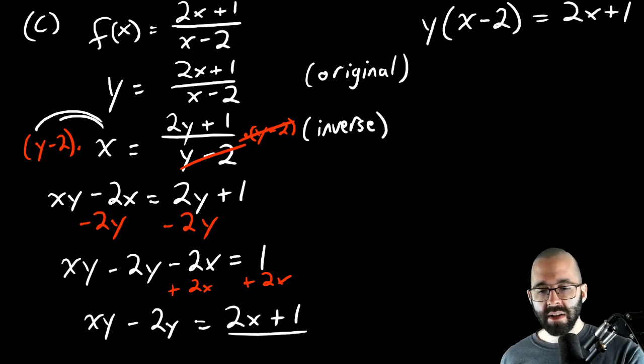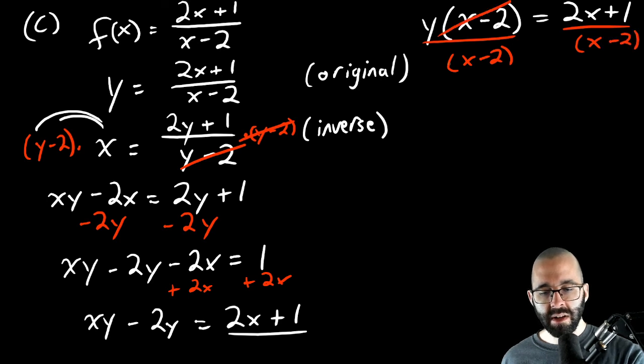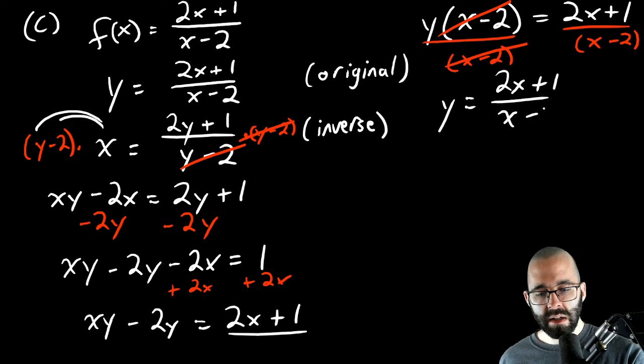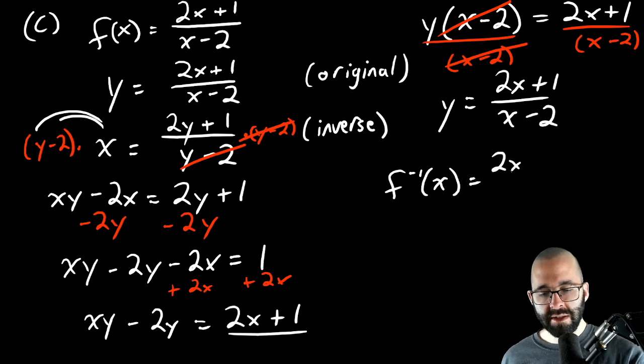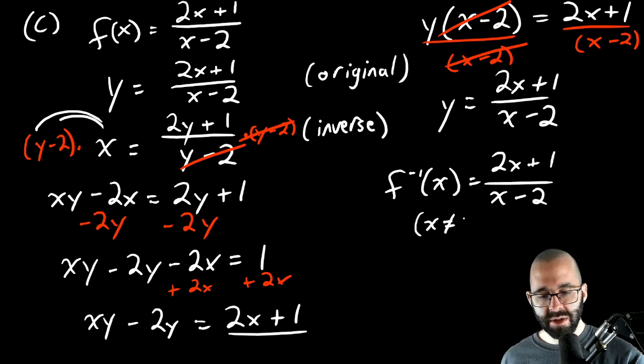And now we can get y by itself. Divide the left-hand side by x minus 2. Divide the right-hand side by x minus 2. We get some cancellation. And as long as x is not equal to 2, we're okay. And this is our inverse function. Write it as f inverse of x is 2x plus 1 divided by x minus 2. And this is true as long as x is not equal to 2.